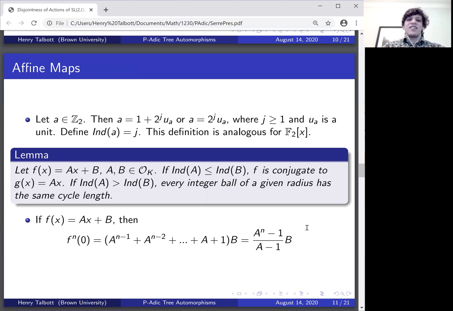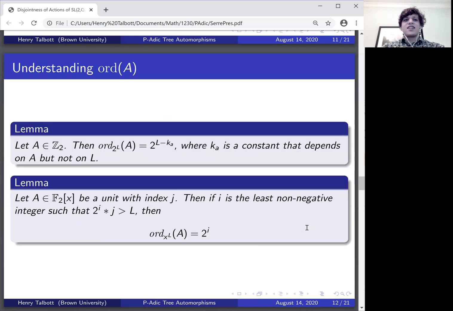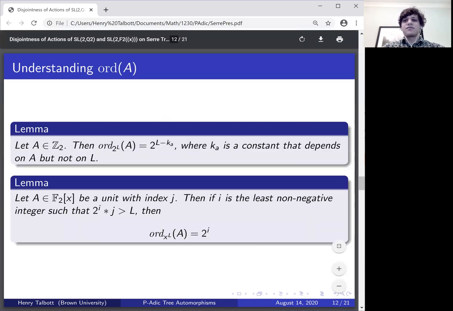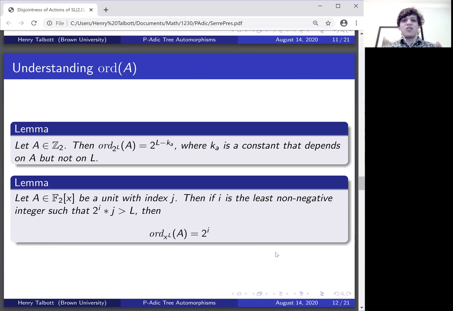This is pretty nice, since if f(x) equals a x plus b, then f applied n times to 0 will be exactly (a^n minus 1) divided by (a minus 1) times b, which is the crucial property. What determines this element is going to be the order of A. So here we can bring in some quick number theory related to generators of groups of units, and find formulas for the two-adic and finite field Laurent cases for the order of A. In the two-adic case, the order of A under Z mod 2^L will be 2^(L minus k_A), where k_A is a constant that depends on A, but not L.